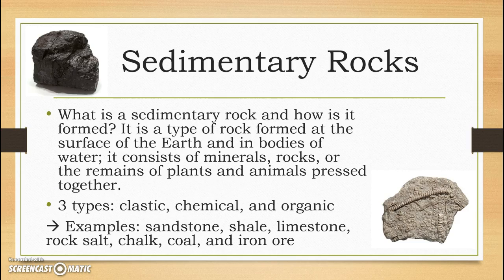Secondly, we have sedimentary rocks. This type of rock is formed at the surface of the Earth and in bodies of water. Sedimentary rocks are formed when there is an accumulation of things such as minerals, rocks, plants, or animals, and there is pressure added to the sediments. There are three types of sedimentary rocks: clastic, chemical, and organic.